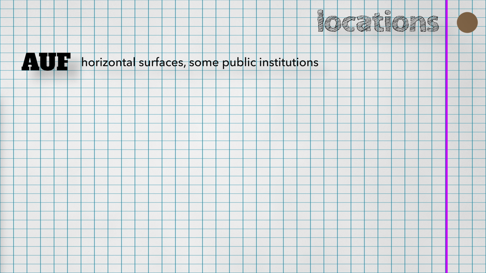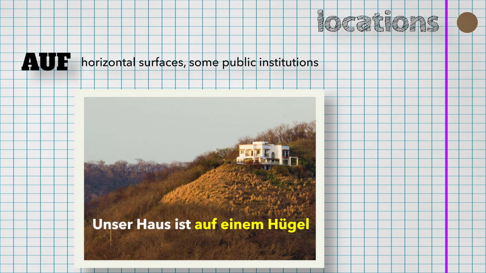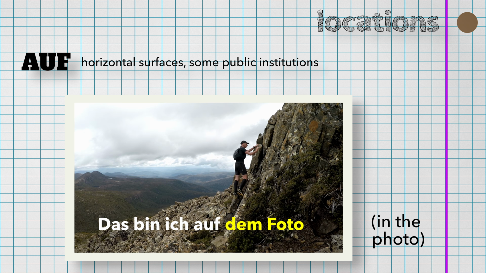So it would make sense to say, unser Haus ist auf einem Hügel. Our house is on a hill. We're thinking about the flat surface on top here. From the article, we can tell that the word for hill, Hügel, is neither feminine nor plural. And interestingly, we'd also say, das bin ich auf dem Foto, since we're seeing the photo as a horizontal surface and not something that you're literally in.